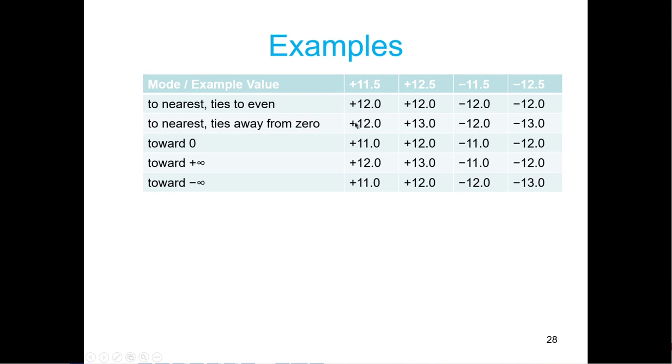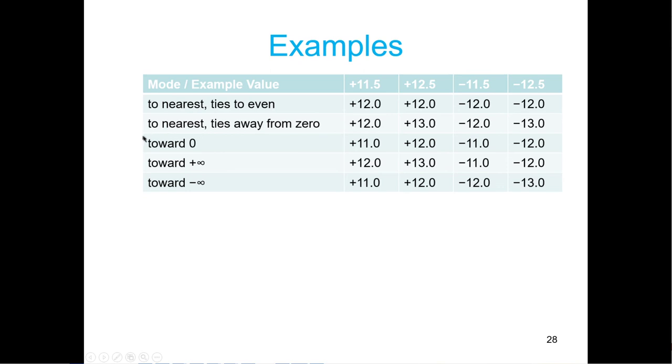Ties to the nearest, or to the nearest, ties away from zero. So 11.5, now we go away from zero, so we go to 12. 12.5, we go away from zero, so we go to 13. Minus 11.5, we go away from zero, so we go to 12, more negative. And minus 12.5, we go to 13.